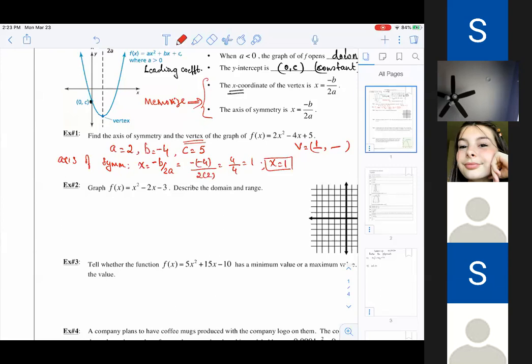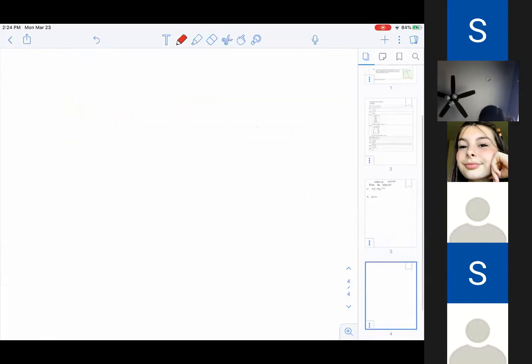So we already got the x coordinate of the vertex. Now, how do you find the y coordinate of the vertex? Plug in x. Yes. Let's plug it in to find the y coordinate. Example 1 continued. To find the y coordinate, plug in x is equal to 1 into your function, f of x.